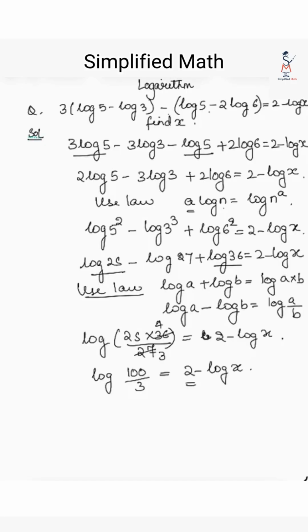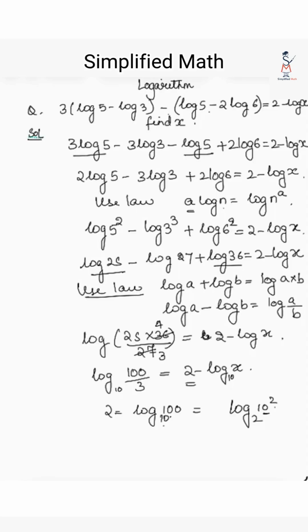Now 2 we can write as log 100 to the base 10, right? Why to the base 10? Because if there is no base, that is base 10. So everything has a base 10. So I'm changing 2 as log 100 to the base 10. Why is log 100 equal to 2? Because 100 is 10 to the power 2.